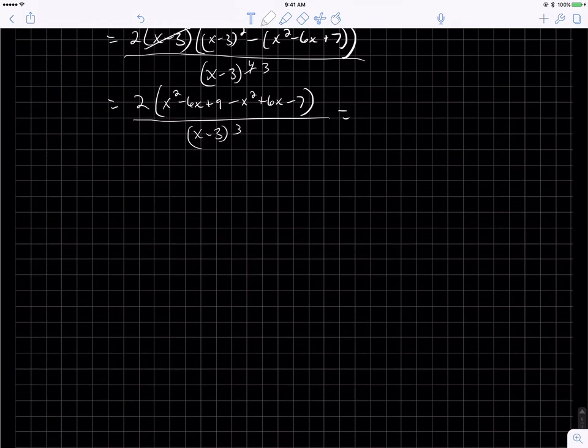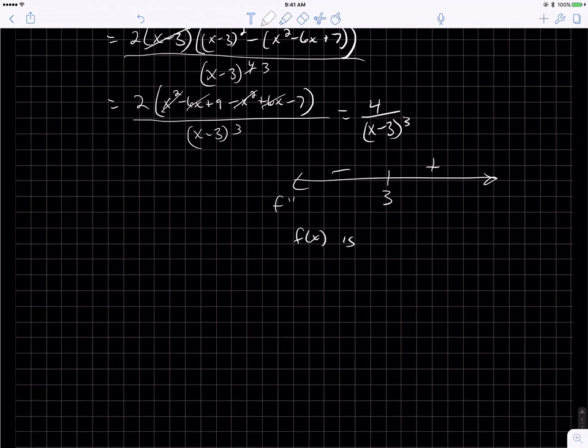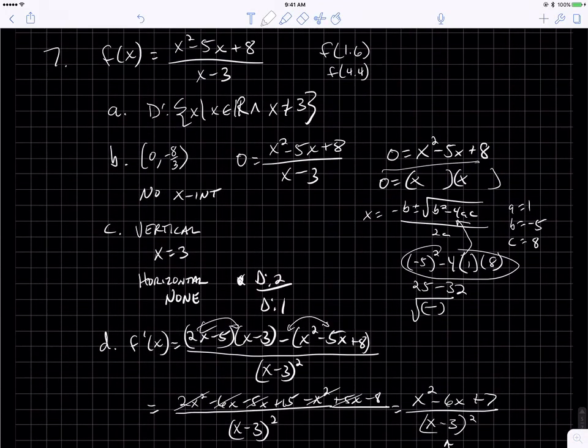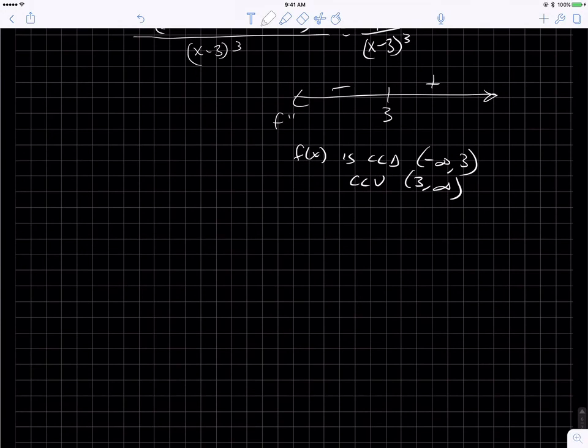Simplifying that guy. The x squared minus the x squared, the 6x minus the 6x. The 9 minus the 7 is a 2 times the 2 that's out front. We've got 4 over x minus 3 cubed. The only critical number there is 3. So if I plug in a 0, I get a negative. If I plug in a 5, I get a positive. So f of x is concave down from negative infinity to 3, concave up from 3 to infinity, and has no points of inflection because at 3 it is a vertical asymptote.